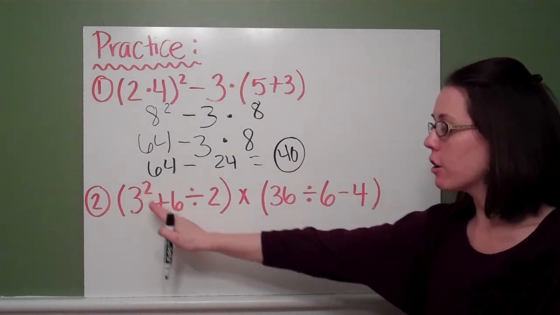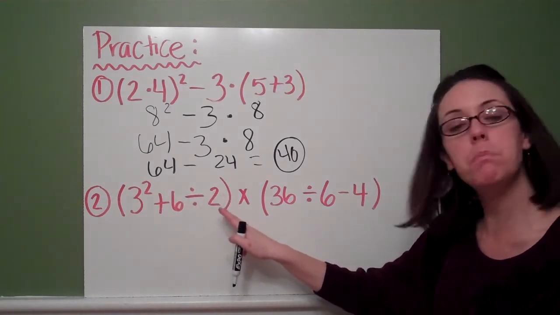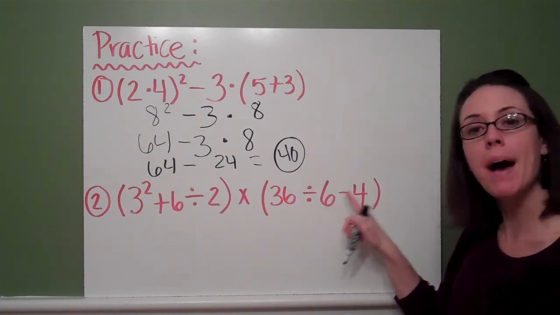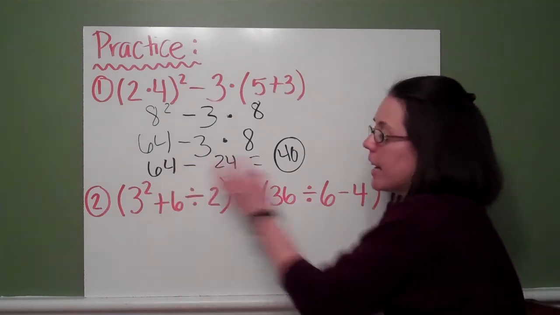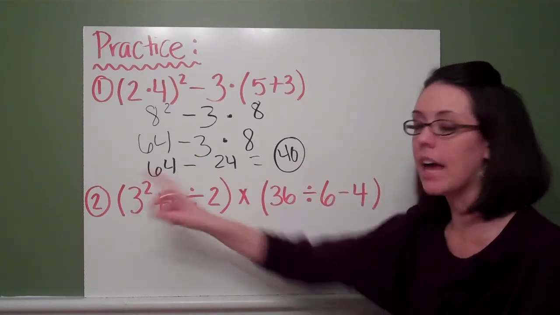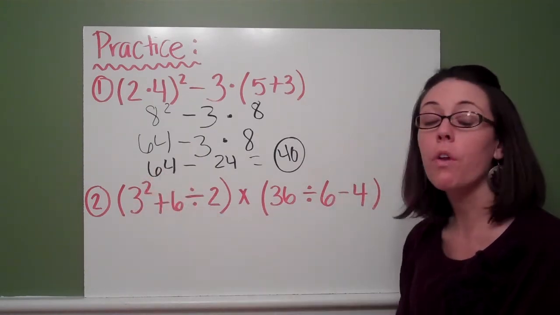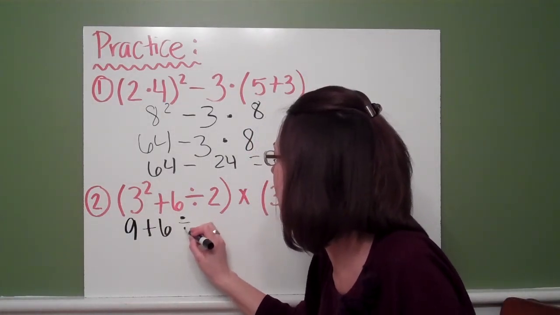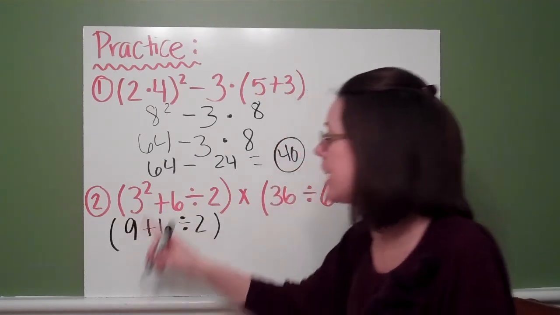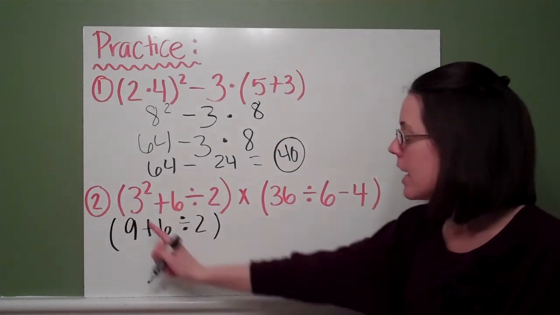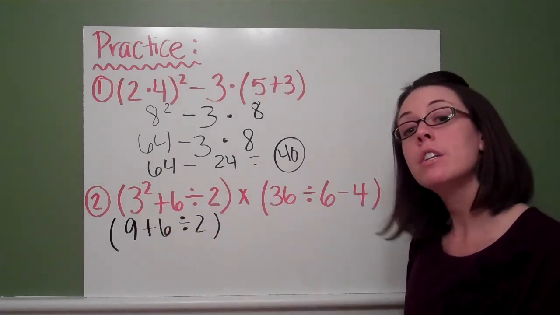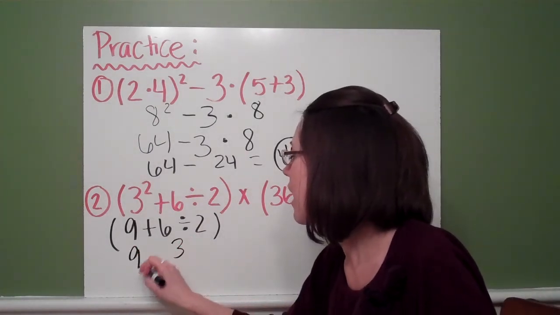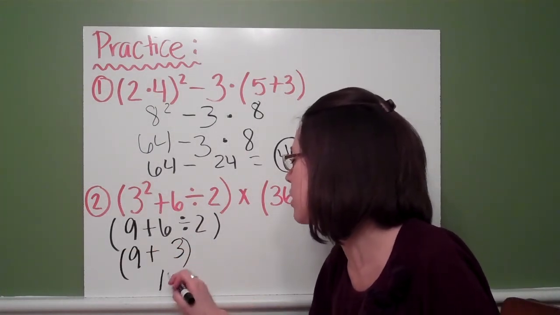Parentheses 3 squared plus 6 divided by 2 in parentheses times parentheses 36 divided by 6 minus 4 in parentheses. Again, 2 sets of parentheses. We start on the left. 3 squared, or 3 times 3 is 9, plus 6 divided by 2. We're going to go ahead and carry this parentheses on down. 9 plus 6 divided by 2. Division comes next. 6 divided by 2 is 3. And 9 plus 3 is 12.